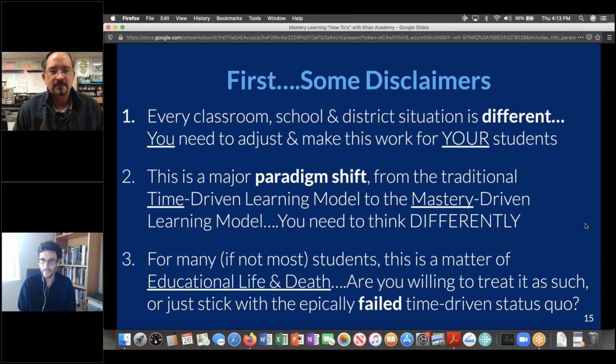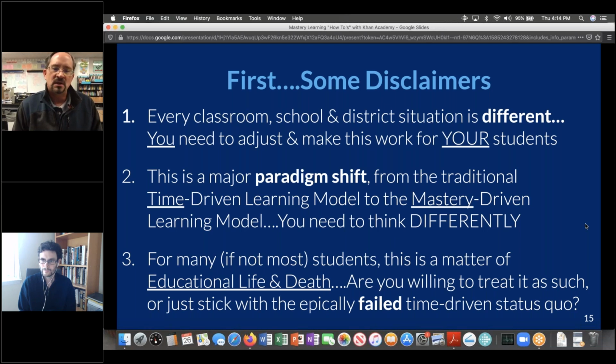Number 3 disclaimer. For many, if not most students in America and in the world, really, this is a matter of educational life and death. Are you willing to treat it as such? Or are you just going to stick with the epically failed, time-driven status quo? You've got to decide. You might be the last chance your students ever have. You might be the only teacher in their whole K-12 educational life who will say, you know what, enough is enough. I'm going to make sure my kids get the foundation they need.